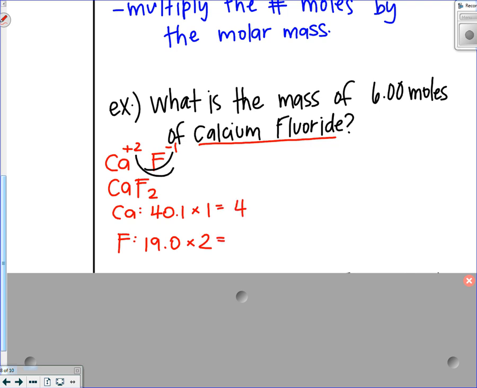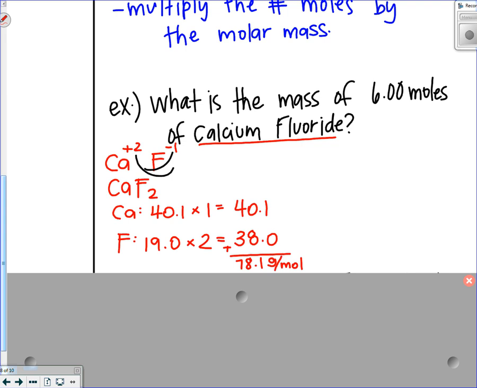As we carry those over, 40.1 times 1 is just 40.1. 19.0 times 2 is 38.0. Then to find the molar mass, our last step is just to add them up. 40.1 plus 38.0 is 78.1 grams per mole. Remember, units are really important, and you need to remember that those are the units for molar mass.